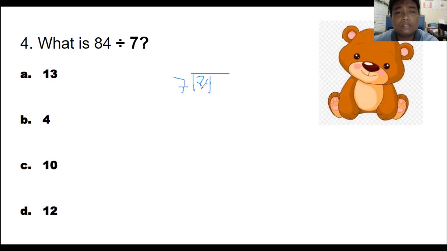Okay, let's continue. 84 divided by 7. 8 and 7, so you have to compare the digits in the dividend and the divisor. Our answer for that is 1. 7 times 1 equals 7, because 7 times 2 is 14, which is much bigger than 8. So 8 minus 7 is 1. Then bring down 4. And now 14 divided by 7 is 2, because 7 times 2 is 14.